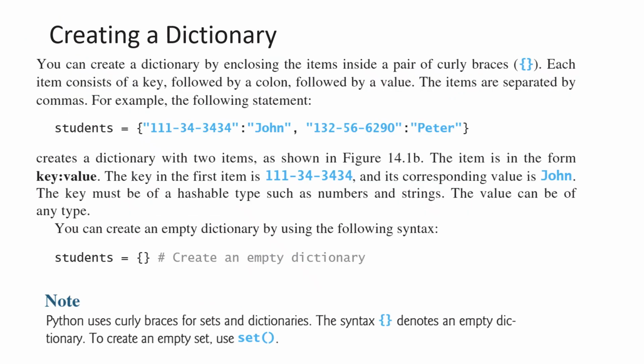For example, if you want to store the students' names and register numbers, or their IDs and mail IDs, we can use dictionaries. You can create a dictionary by enclosing the items inside a pair of curly braces. Each item consists of a key followed by a colon followed by a value. The items are separated by commas. For example, students is equal to curly braces, some ID colon name, John, comma, and so on, creates a dictionary with two items.